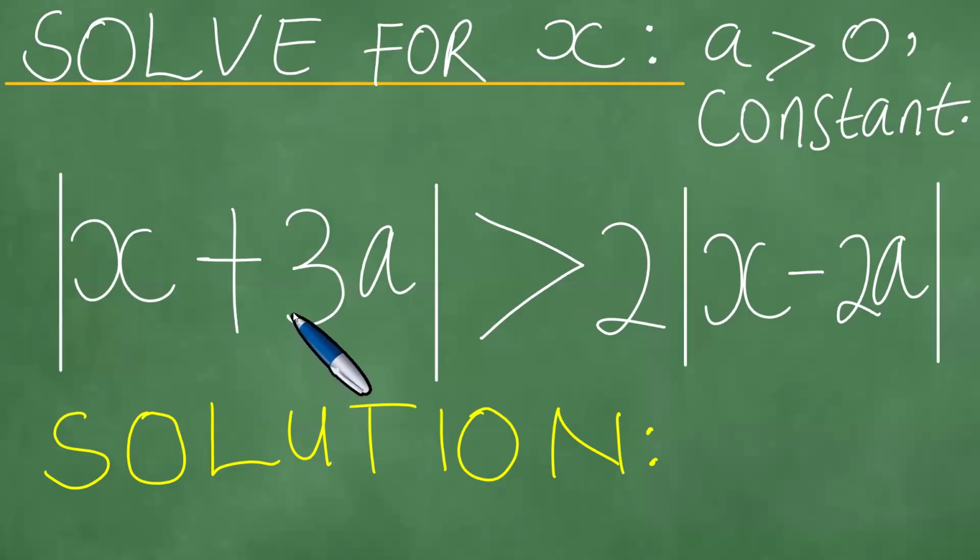Right, so we are here and we want to solve for x, where a is strictly greater than 0 and a constant. In other words, a is positive, but also we have the absolute value of x plus 3a is strictly greater than 2 times the absolute value of x minus 2a. We present a solution to this problem in a step-by-step fashion as follows.